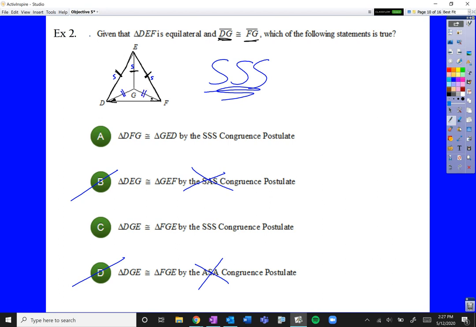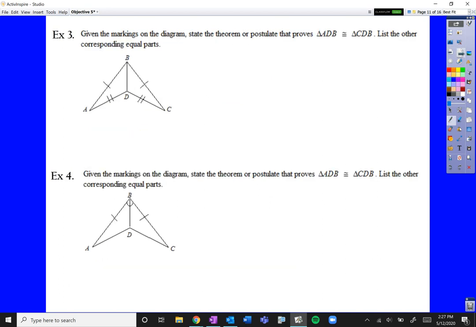Okay, so let's check this triangle DFG. That's this triangle right here. Well, that's not even one of the triangles that we're talking about. We're talking about triangle 1 and triangle 2 over here, so that's no good. So DFG doesn't make any sense. So in this case, it's got to be C. Determining which postulate we use is really the first important part. That'll help us eliminate answers.